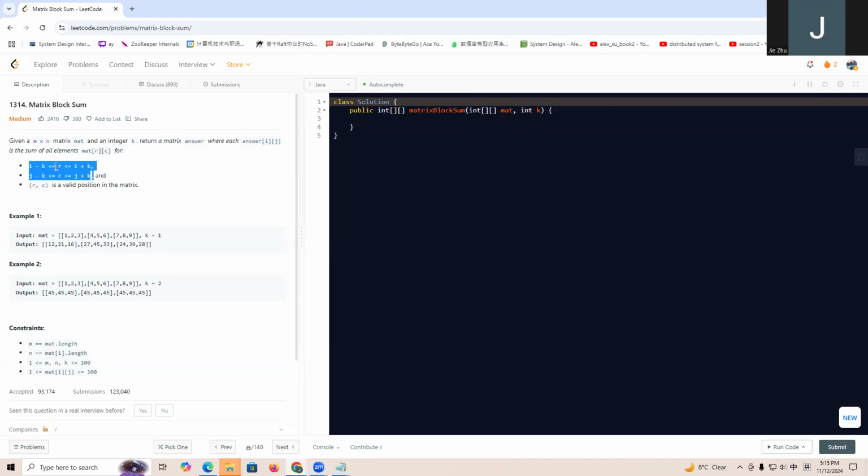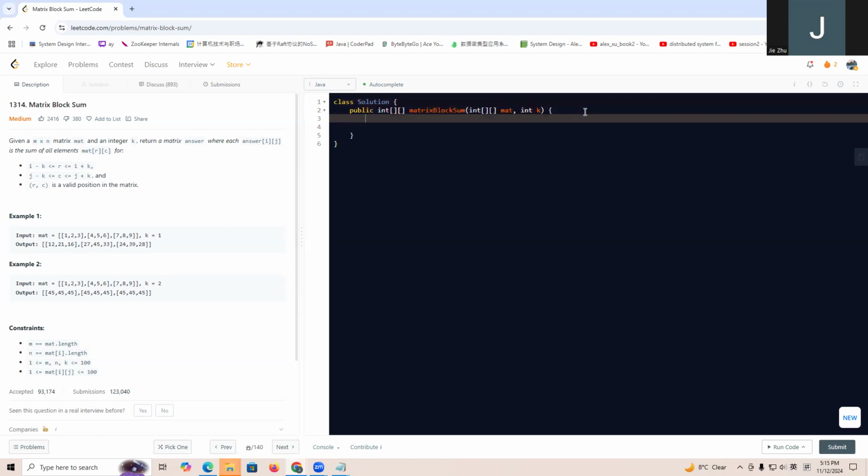So that is, the row should be greater than or equal to i minus k and smaller than or equal to i plus k, and the column just shifts up, left and right by k cells. Of course, we cannot go beyond the bound. For this question, we need proper preprocessing to build a prefix sum first. Let's get the prefix sum array.